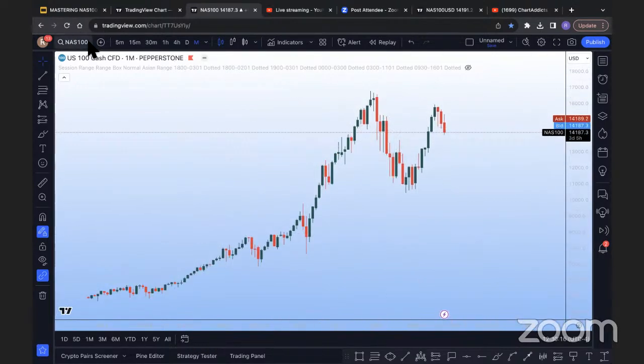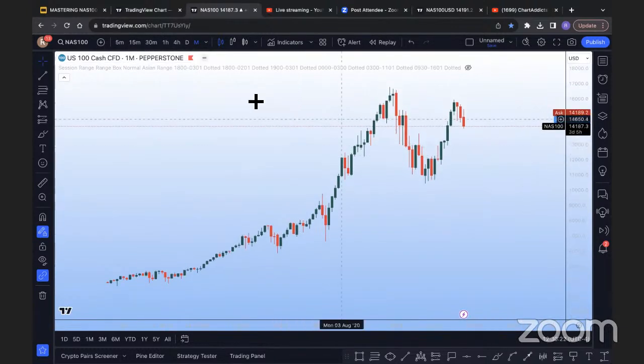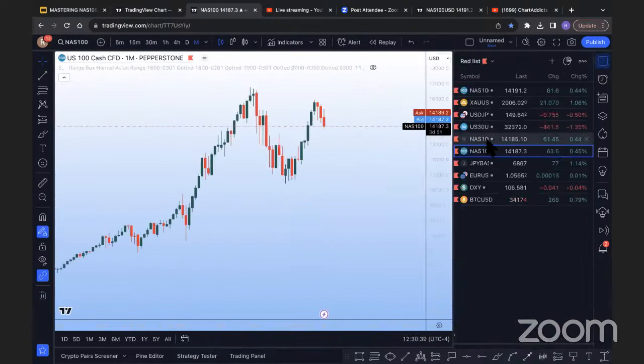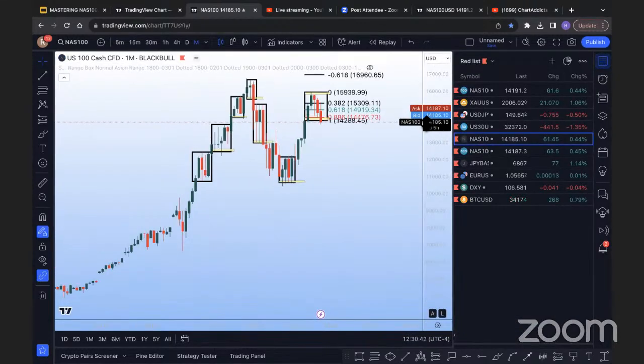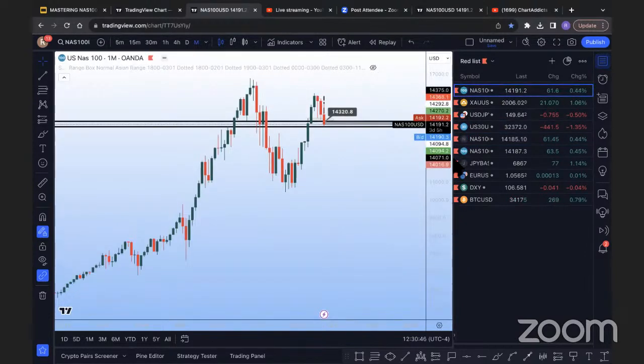So in front of me, I have the NAS100 CFD chart from Pepperstone. Pepperstone is a brokerage. Not all charts are created equal, because the feed that we're seeing here is given to us by Pepperstone. They have an aggregation system, which means they put together all these different quotes and try to give us an accurate idea of where price is. So this one is saying 14,187. This one is saying 14,185. And this one is saying 14,191.